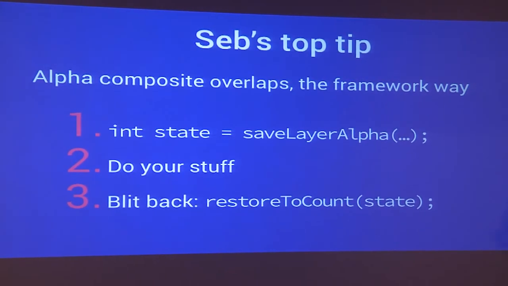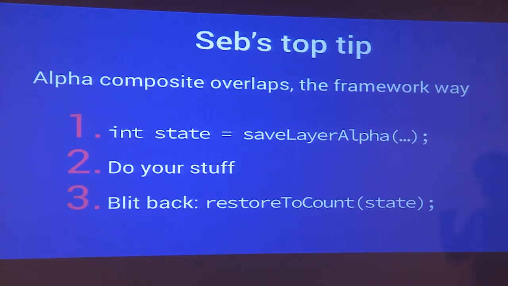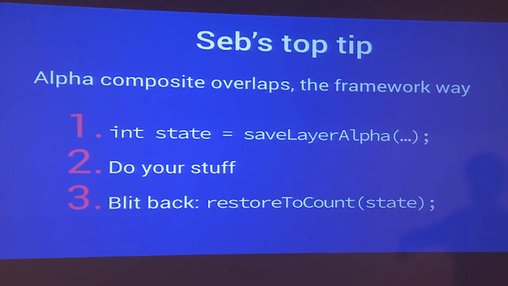So what you do, instead of calling save or save to count, you call the save layer alpha method that basically takes in an alpha value and probably some other stuff I don't remember. And what it does is basically create an off-screen buffer and redirect all your drawing calls to that buffer. So you still do your stuff normally. You draw there. You don't need to know there's an off-screen buffer, but that's what's happening.